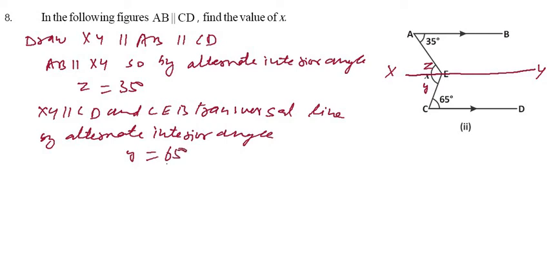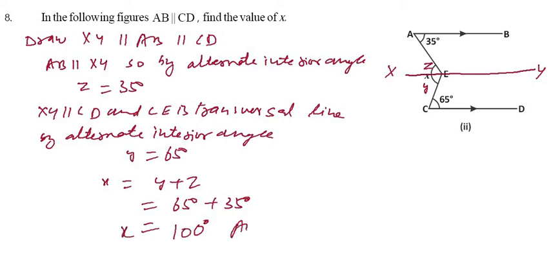As you know, x equal to y plus z. So y is given as 65 degree and z is given as 35 degree. So we can add them: 5, 5, 10, and there is 6 and 4, that is the 10. So that will be your 100 degree. So that is your answer.